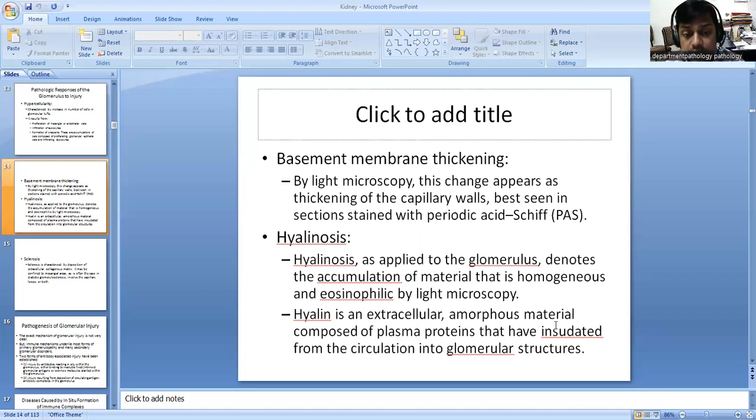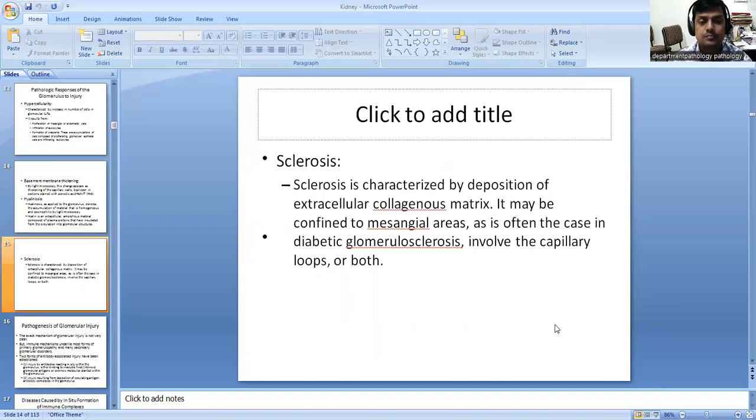Number three is hyalinosis. What is hyalinosis? Hyalinosis, as applied to glomerulus, denotes the accumulation of material that is homogeneous and eosinophilic by light microscopy. Next response is sclerosis. Sorry, not hyalinosis, sclerosis.